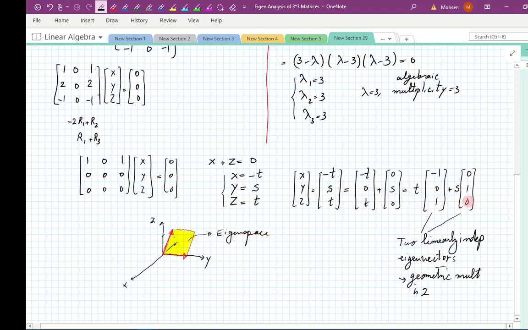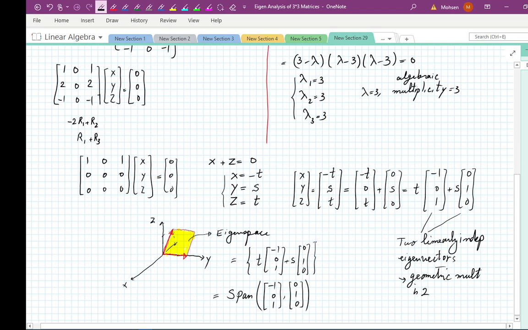So eigenspace, I can write it like this: all linear combinations of these two, for any s and t. Another style of saying the same thing is to say span of these two means exactly the same thing. That's the notation you're going to use in your exercises on WebAssign. So you can say eigenspace is that. You can say eigenspace is the span of these two vectors.